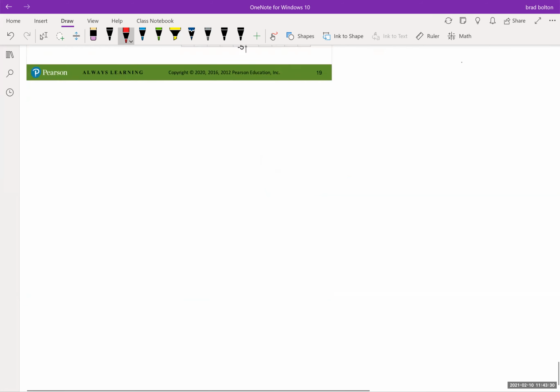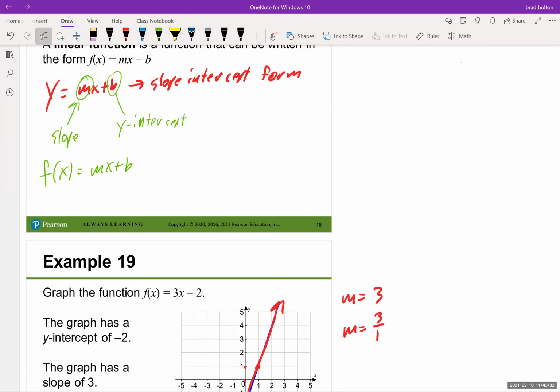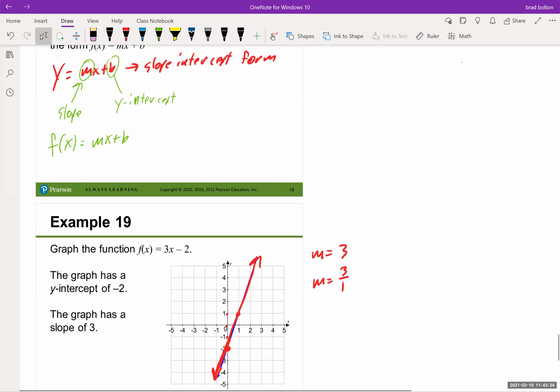Okay, so that's pretty much it, just making sure that you guys know how to do y equals mx plus b. Very common technique.